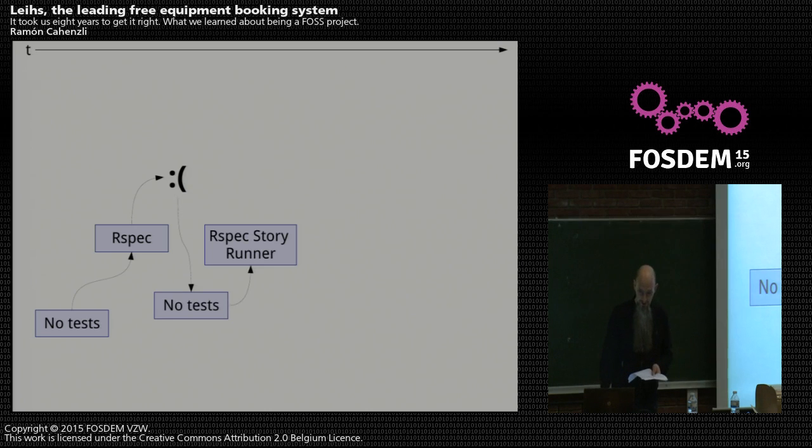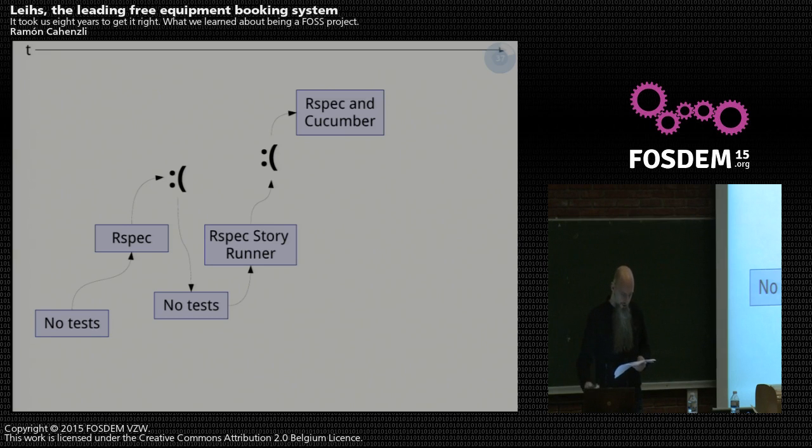Then the RSpec story runner came along. That's the predecessor to Cucumber, for those of you who know this sort of stuff. And everybody got fascinated with the natural language tests that you could do in it. But it was horribly buggy, so we weren't happy. And we weren't writing our stuff right either. So after that, we kept running into more and more regressions, and that meant more pressure to actually start doing tests. We used a combination of RSpec and Cucumber, more or less, but nobody really liked it.